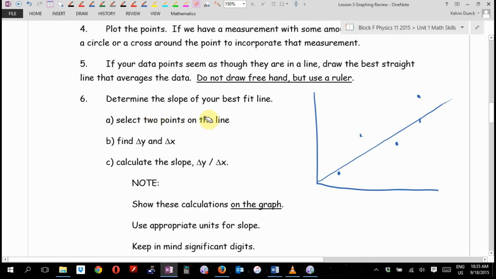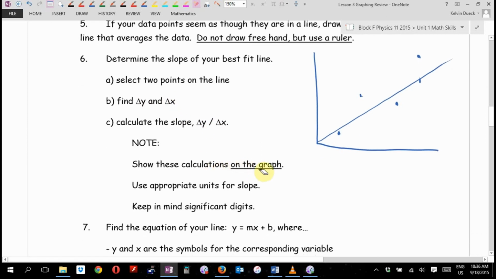You're going to select 2 points on the line. You're going to find the change in y, the rise, and the change in x, the run. Find the slope. I'd like you to try and show me somewhere these calculations, either on the graph or below the graph, but in a nice ordered spot there, somewhere. Okay? Use appropriate units. Look up.